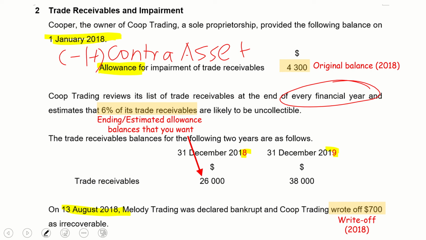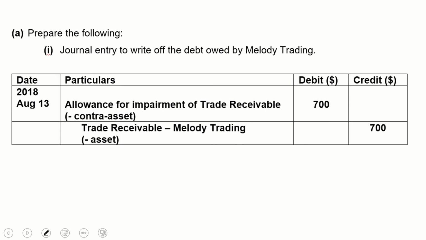Now, these three things, original, write-off, and your ending, OWE, was what I taught you last year. It's a way to calculate how much your allowance needs to be adjusted every year. So the first journal entry is quite straightforward. The first journal entry, most of us got it correct.